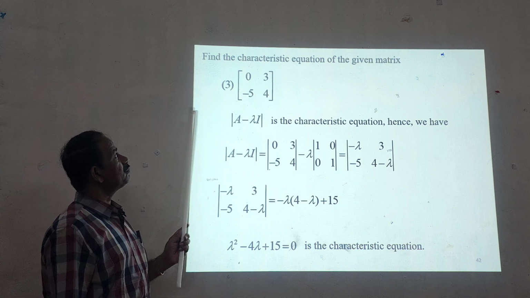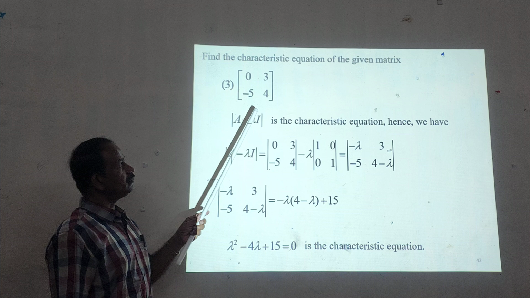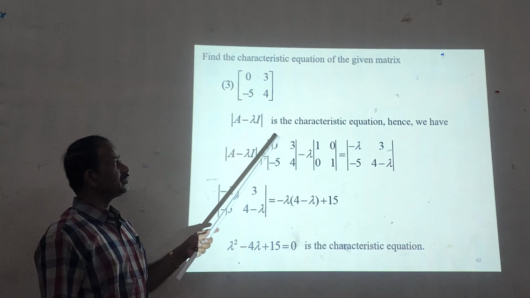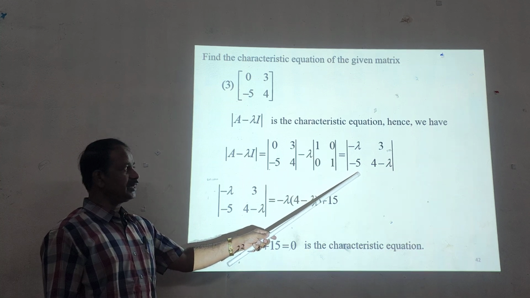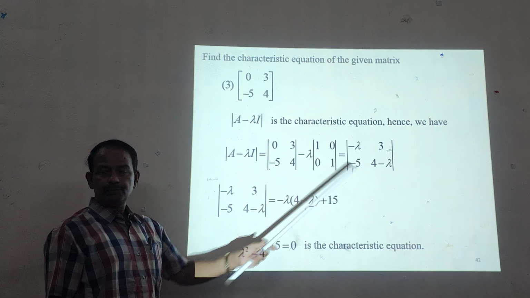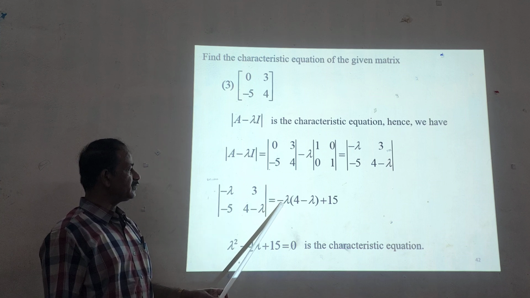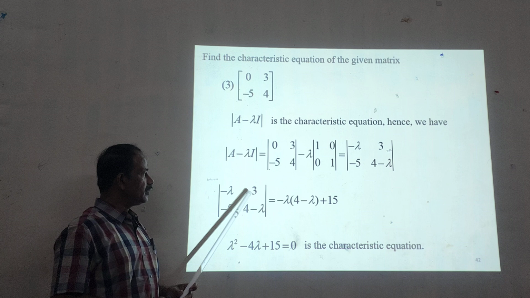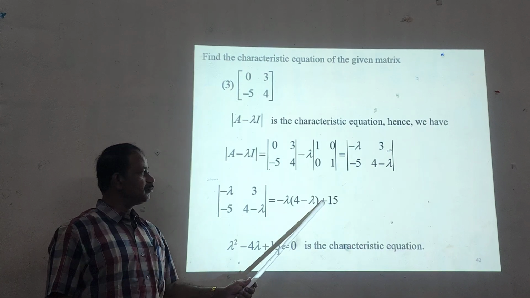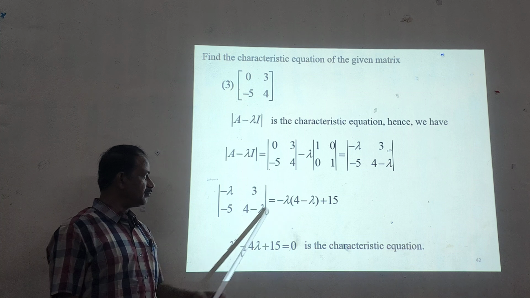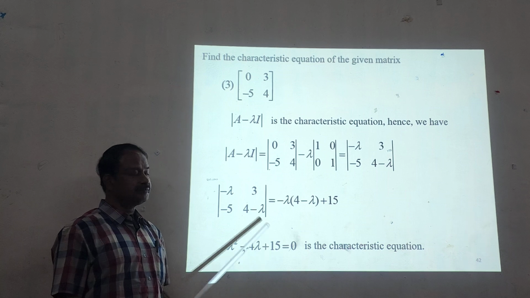Now we will go for the next problem. Find the characteristic equation of the given matrix 0 3 minus 5 4. So A minus lambda I is used for the characteristic equation. Use it and get this matrix: minus lambda, 3, minus 5, 4 minus lambda. So take the determinant, that will give you minus lambda multiplied by 4 minus lambda. Already minus is there, one more minus is there, so plus 15. So multiplying with lambda, you have lambda squared minus 4 lambda plus 15 equal to 0.